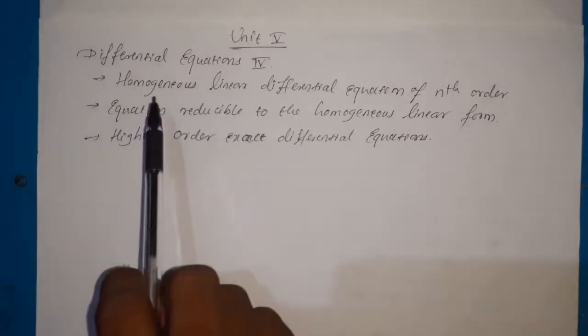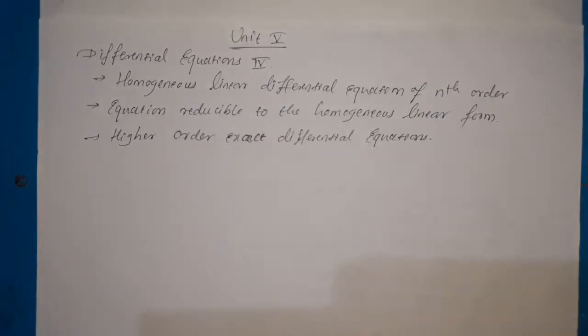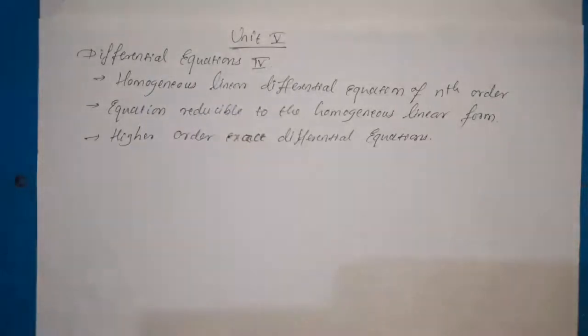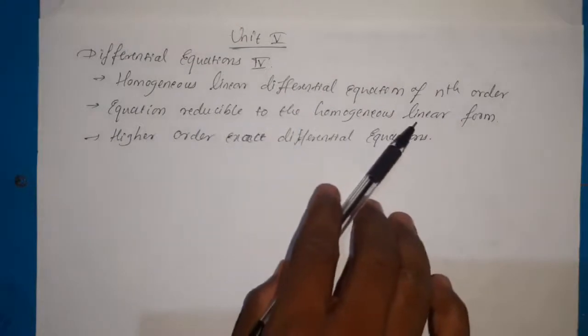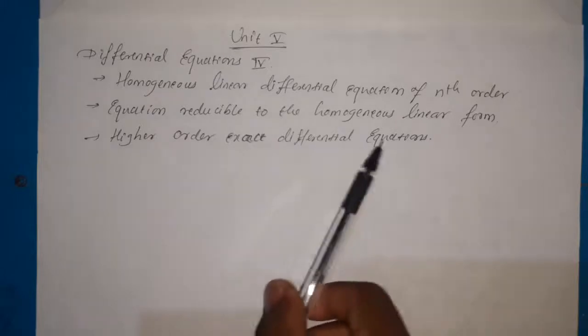But here we need to consider homogeneous linear differential equations of nth order. In the previous semester we discussed only homogeneous linear differential equations of first order and first degree, but now we are going to start homogeneous differential equations of nth order. Their degree must be equal to 1, then only it is called a homogeneous linear differential equation. Linear means the degree of the differential equation must be equal to 1. Then equations reducible to homogeneous form: by making some substitutions we are going to reduce non-homogeneous equations into homogeneous equations, and then higher order exact differential equations.